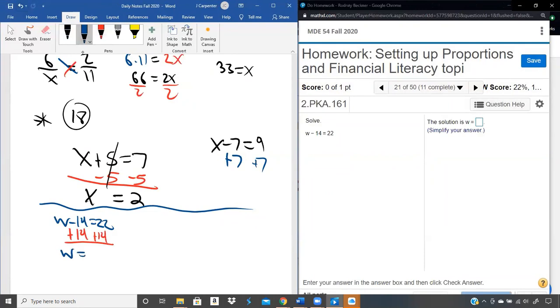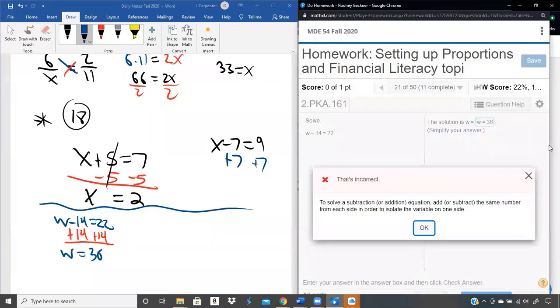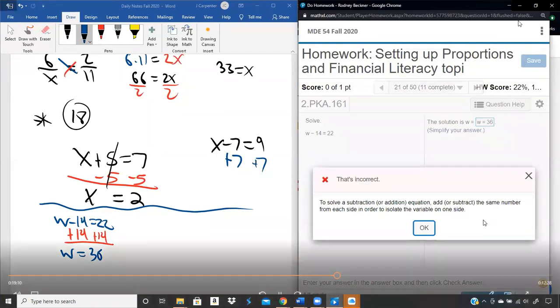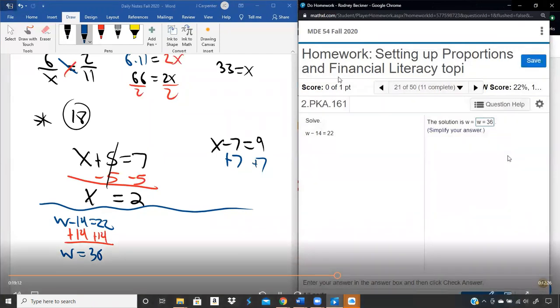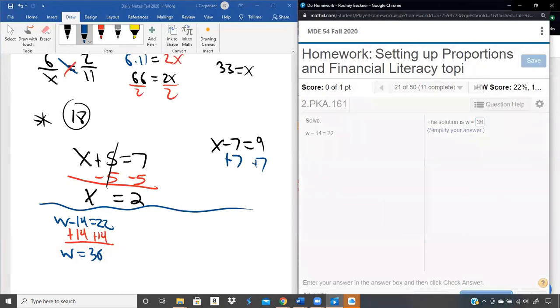22 plus 14, well, 2 plus 4 is 6, 2 plus 1 is 3, so 36. I'm going to do this wrong. W equals 36. That's incorrect. Solve it, blah, blah, blah. This actually tells us nothing about what we did wrong. What did I do wrong? Because I've seen students do this. I've definitely seen students do this. I wrote the variable in there, but the variable was already set up for us. So all we really needed to do was write the 36. Cool.